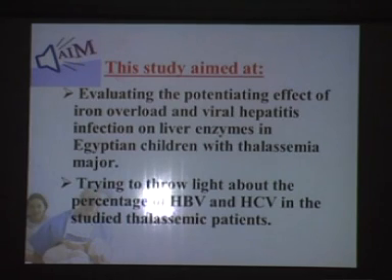Our study aimed at evaluating the potentiating effect of iron overload and viral hepatitis infection on liver enzymes in Egyptian children with thalassemia major, and at throwing light on the percentage of HBV and HCV in the studied thalassemic patients.